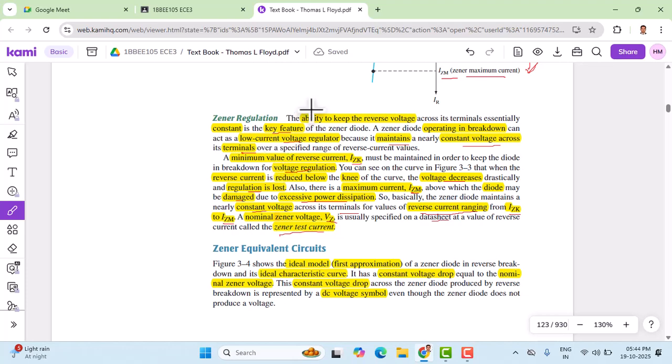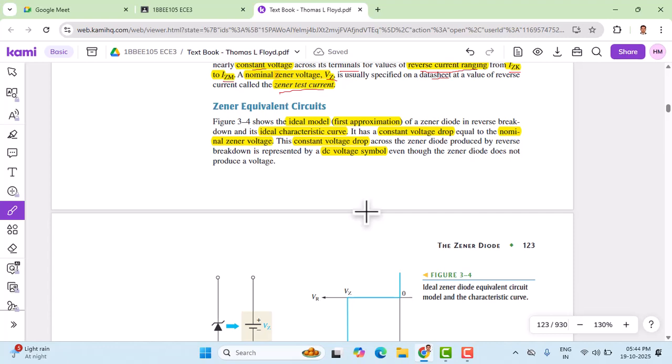Then comes the next topic, the Zener equivalent circuit. Let us now go through the Zener equivalent circuit for the ideal model, and later we will discuss the practical model. Here we have figure 3.4, which I'm going to show you next. It shows the Zener equivalent circuit. It's an ideal model, a first approximation model of a Zener diode in reverse breakdown, and its ideal characteristic curve is also shown.